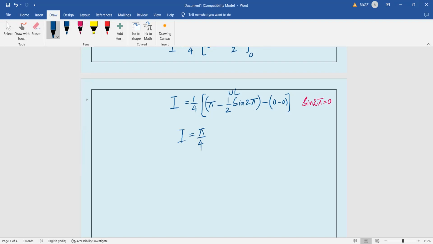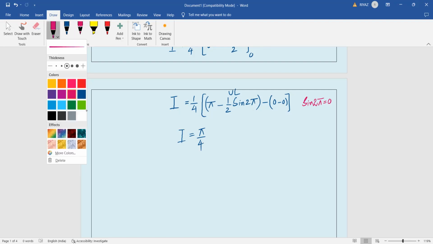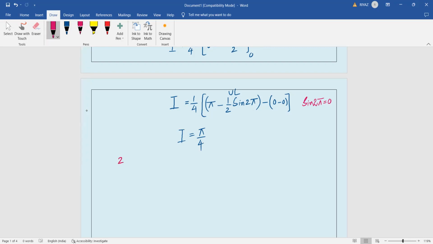Because this part is 0, and this part is 0, what is finally left? Pi by 4. That is the end of this problem. I will write the next question and I will give you the preview of the first question.